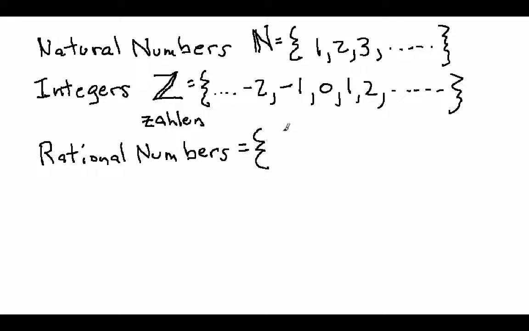And I'm going to say that's equal to the set of all A divided by B such that A and B are elements of the integers and B doesn't equal 0.